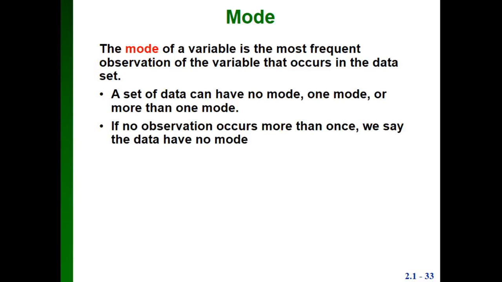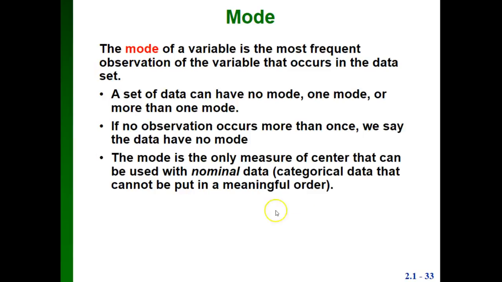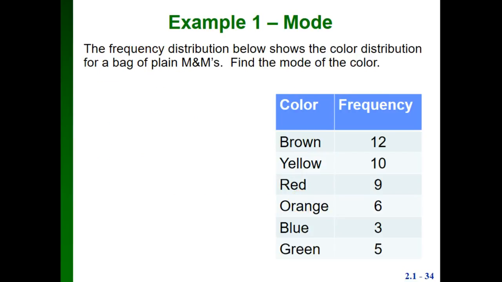So if no observation occurs more than once, then we say the data has no mode. And the mode is the only measure of center that we can use with nominal data. Nominal data is categorical or qualitative data that we can't put into a meaningful order. Here's an example of a place that we could use the mode and we couldn't use the mean or the median.